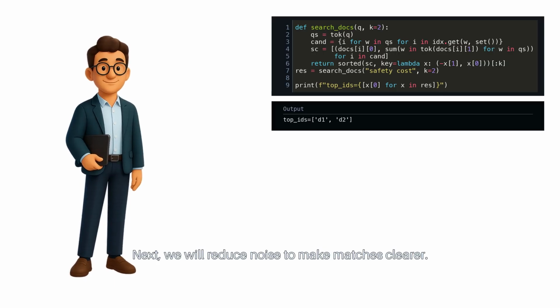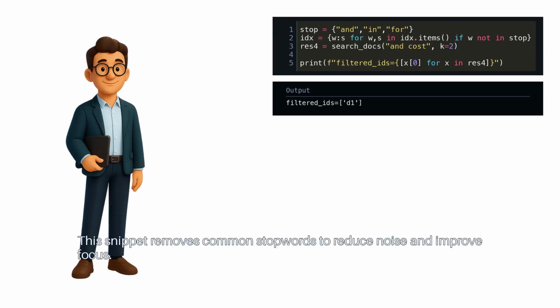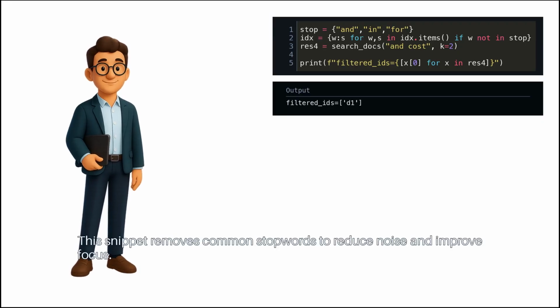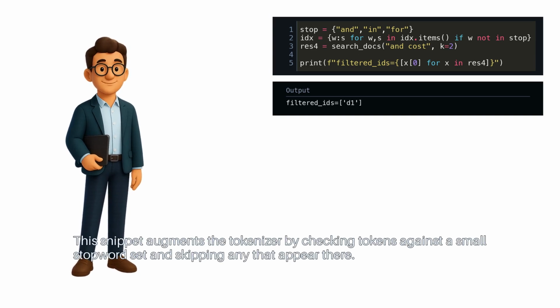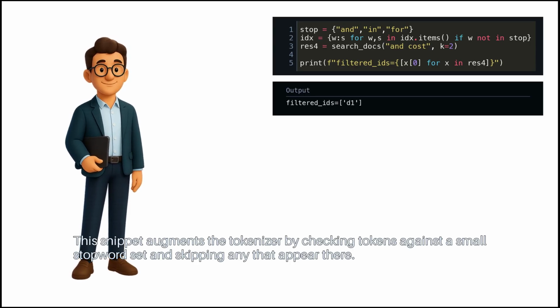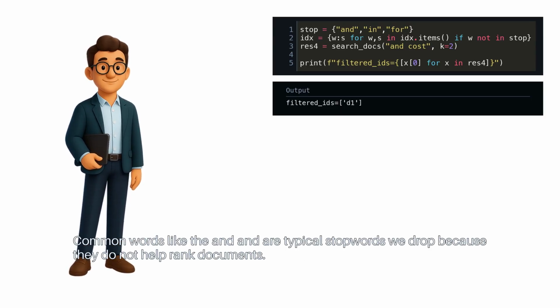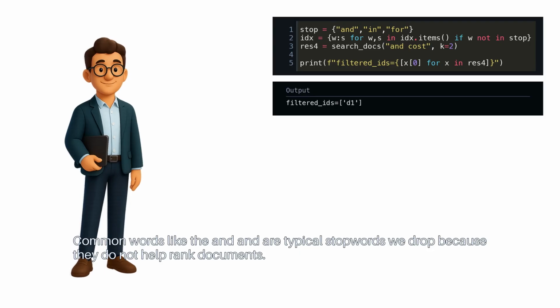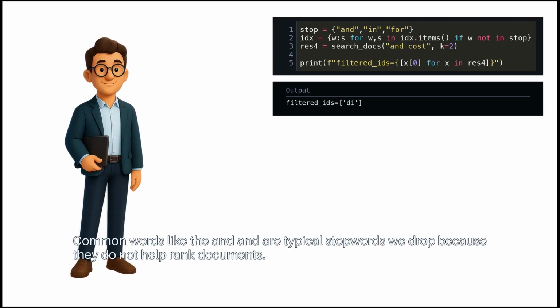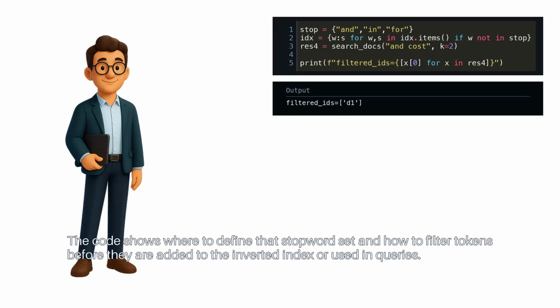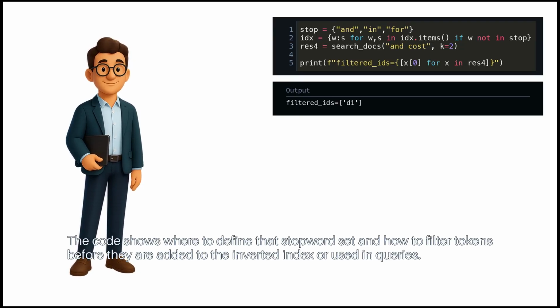Next, we will reduce noise to make matches clearer. This snippet removes common stopwords to reduce noise and improve focus. This snippet augments the tokenizer by checking tokens against a small stopword set and skipping any that appear there. Common words like "the" and "are" are typical stopwords we drop because they do not help rank documents. The code shows where to define that stopword set and how to filter tokens before they are added to the inverted index or used in queries.